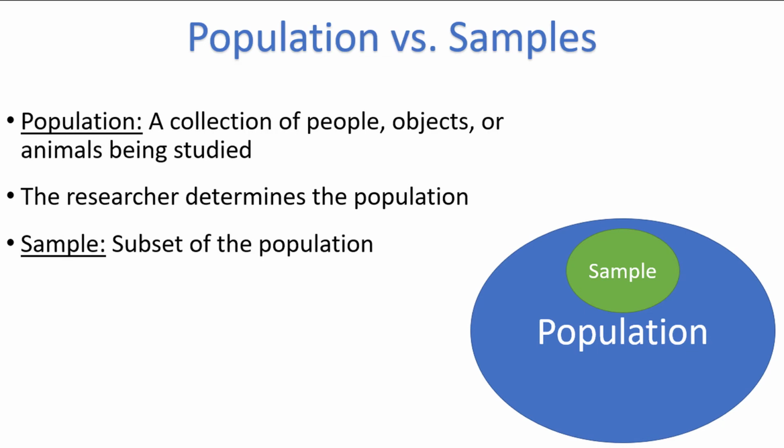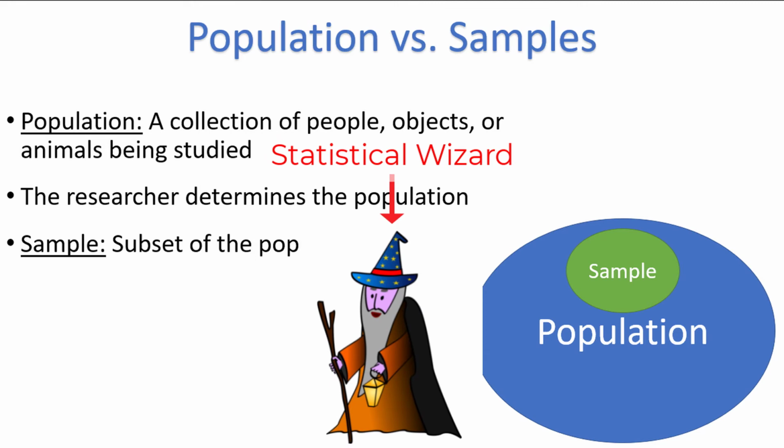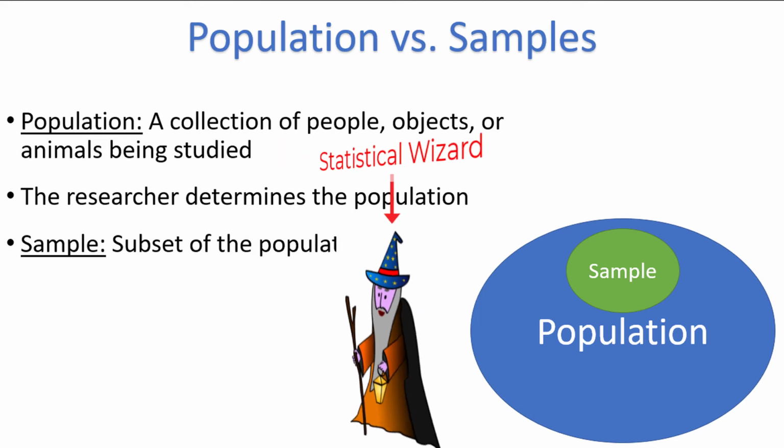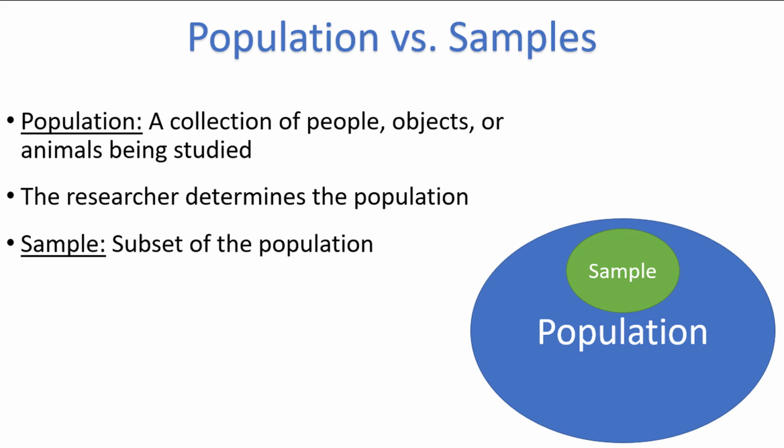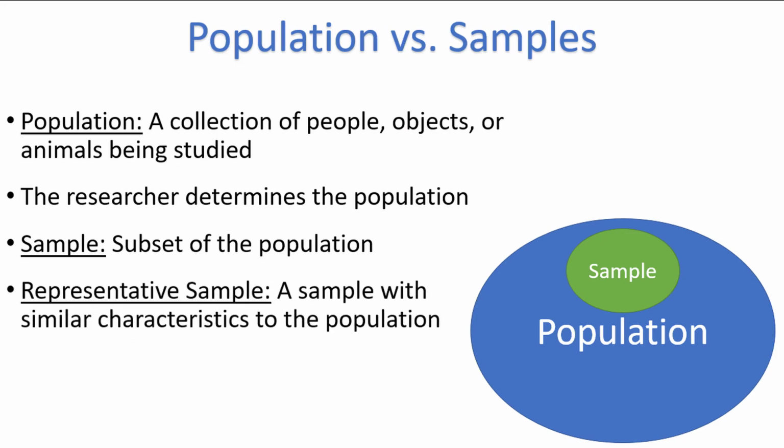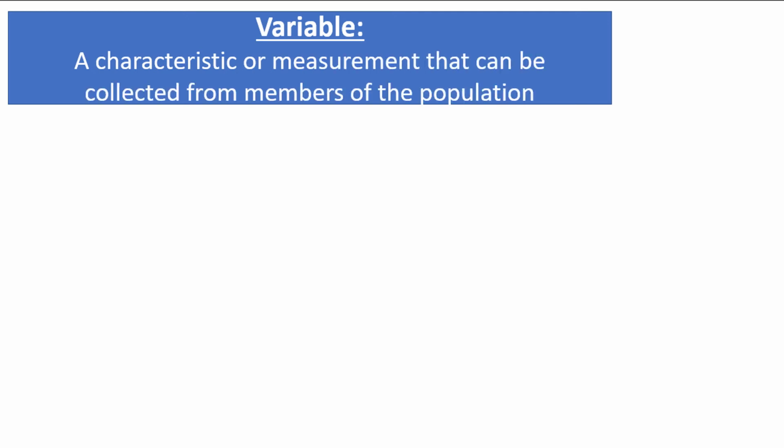Thankfully, statistical wizardry, aka probability theory, allows us to make conclusions about a population as long as we have data from a sample that is representative of the population. A representative sample means that the sample has characteristics very similar to the population. We will talk more about ways to obtain samples in a separate video. The data collected from a sample will contain at least one variable, which is just some characteristic or measurement that can be collected from members of the population.